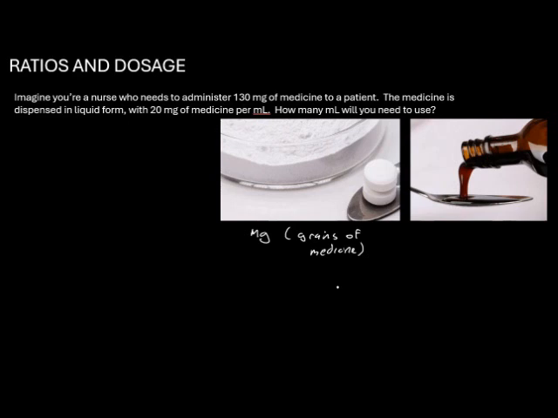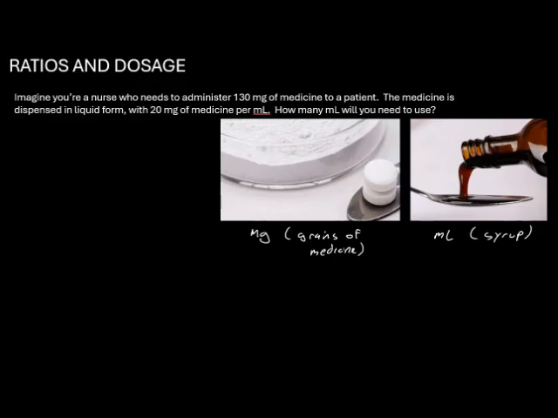Now, with a lot of medicines, we don't take them straight in powdered form. Oftentimes for medicines, we'll dissolve that medicine in a syrup that looks more like the picture on the right. So I'm going to make a note that milliliters represents the syrup it's dissolved in. That spoonful of syrup that I have in the picture represents maybe about 5 milliliters, give or take.